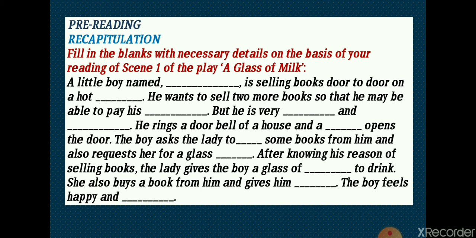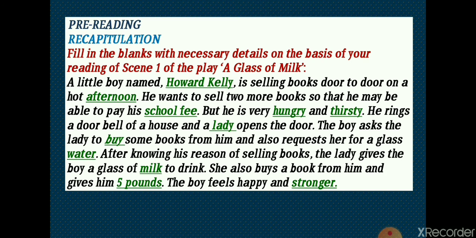Now let's check. Here it is. A little boy named Howard Kelly. Okay, I'm sure that your answer is right. Howard Kelly is selling books door to door on a hot afternoon. Yes, in the beginning of scene 1, we mentioned that it was afternoon. He wants to sell 2 more books so that he may be able to pay his school fee. Very good.